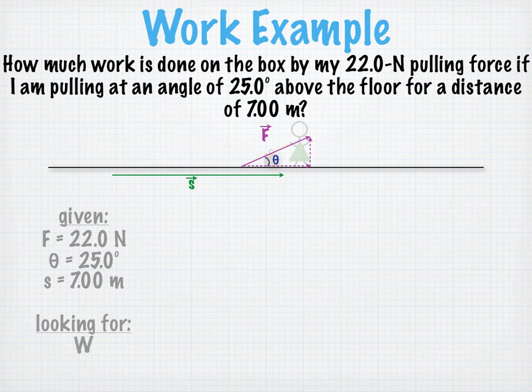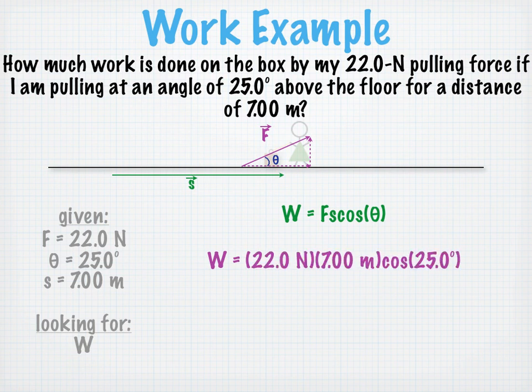So what equation can we use? Work equals the magnitude of the force multiplied by the magnitude of the displacement multiplied by the cosine of the angle between the two vectors. Now we just plug in our known values for F, S, and theta, and using our calculator, we get a value of 140 joules for the work done on the box.